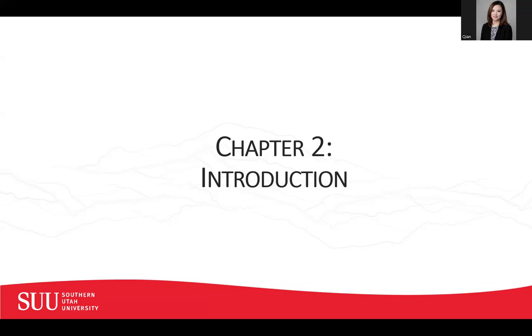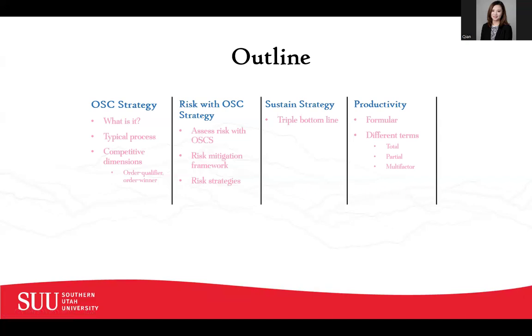Chapter 2 is also divided into four parts. In the first part, I will give you an introduction to operation supply chain strategy, what it is, and the main activities, including one of the very important things we need to think about when we develop the strategy, which is the competitive dimensions. Then we move to the second part, risk strategy, and the third, system strategy. The last part of chapter 2 is productivity.